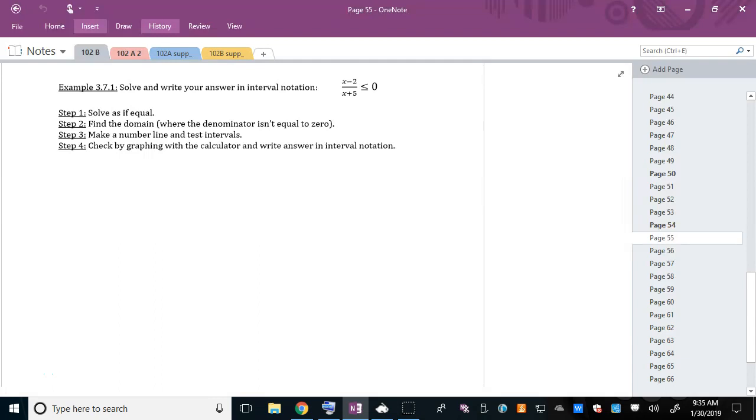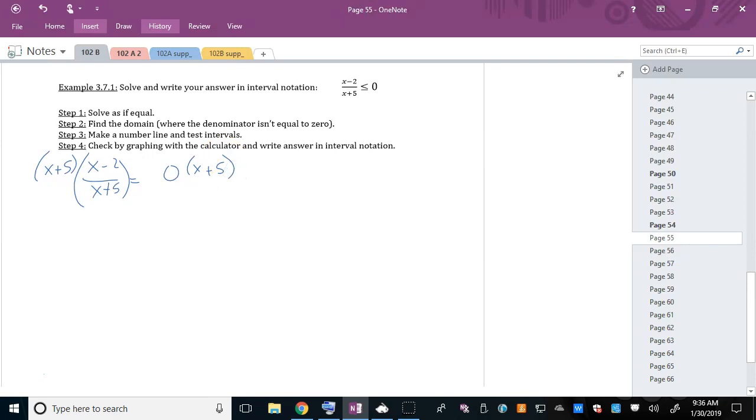3.7.1. So we've solved rational equalities. Now let's look at inequalities. If you remember the steps that we solved for quadratic inequalities, what we're going to do here is going to sound very similar. So we start by solving as if it were equal. So as we said in our previous section, to solve, let's multiply both sides by the LCD, by our denominator.